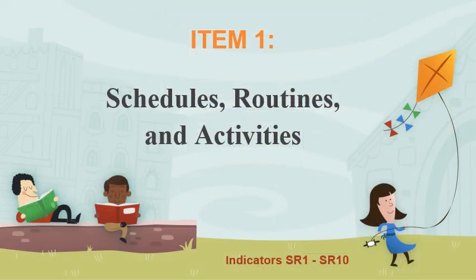For each of the items, the title slide will indicate the item number at the top in orange, the name of the item in the center in black, and at the bottom, the indicators with the initials of the item and the number of the actual indicator. So for item 1, schedules, routines, and activities, there are 10 indicators from SR1 through SR10.